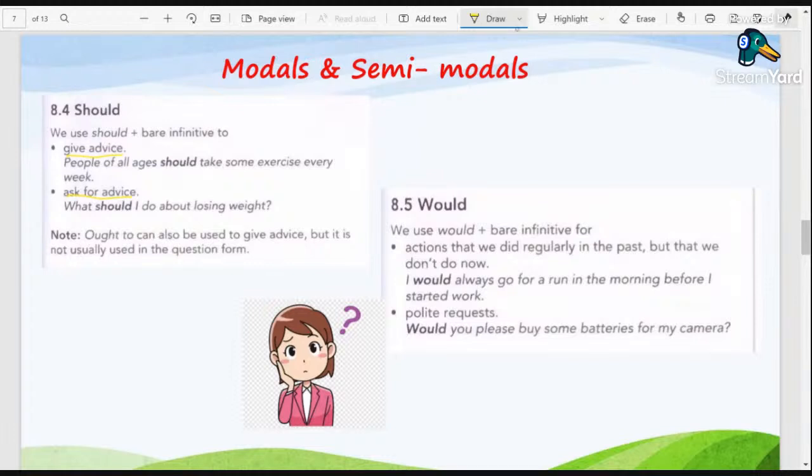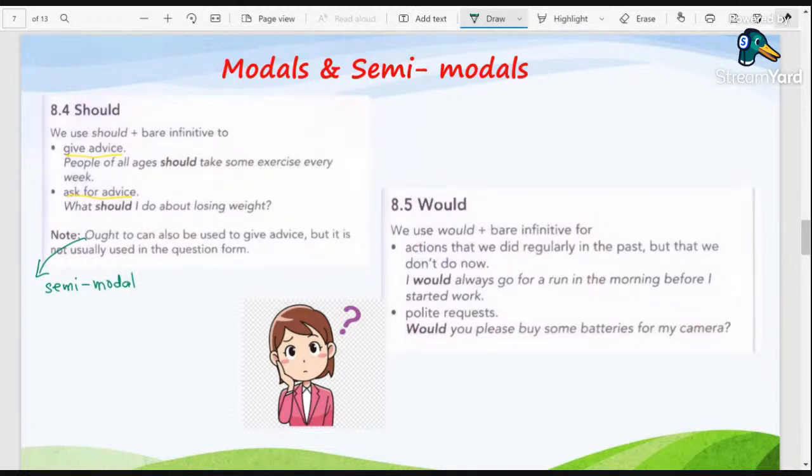Remember. Ought to can also be used to give advice, but it is not usually used in the question form. Nampak tu? So this is the semi-modals that I told you just now. So this can be used, but it cannot be used in question form. Tak boleh. Tak boleh guna untuk tanya soalan. So boleh guna untuk giving advice je. You ought to do this. You should do this lah maksudnya.